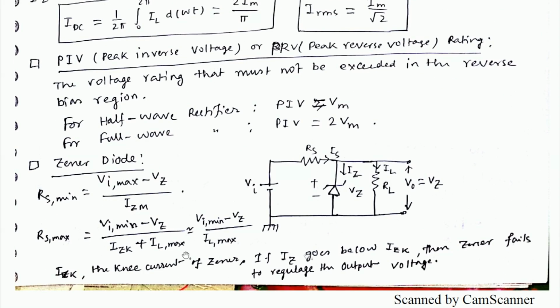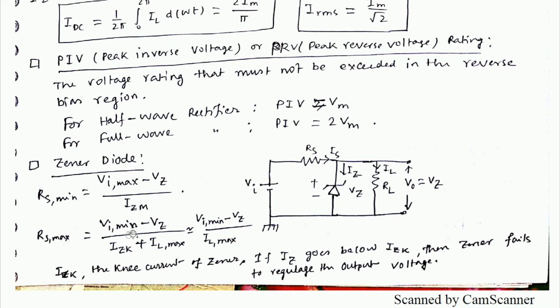Zener diode. For a Zener diode, you get this kind of circuit diagram, and as you know, a Zener diode maintains a constant voltage across it, and the other things are monitored according to this nature. So Rs minimum equals Vi maximum minus Vz by Izm. Vz is the voltage drop across this Zener diode.